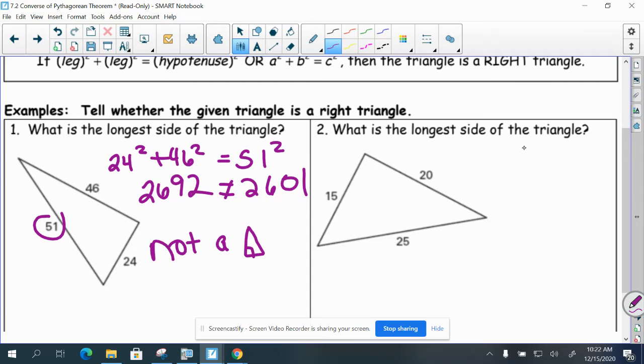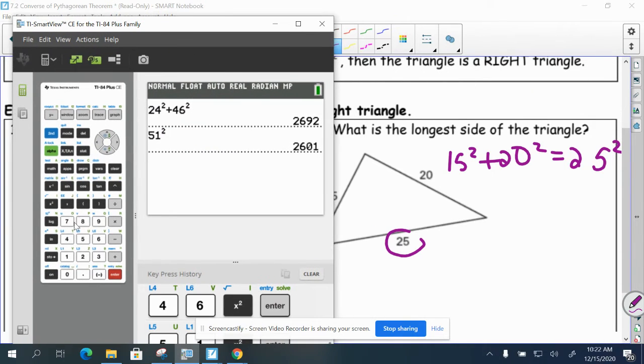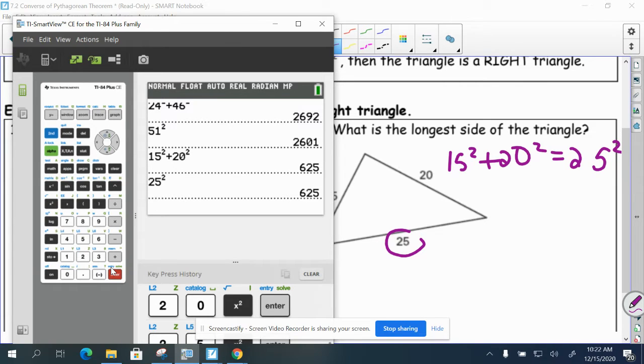This just says what is the longest side and then tell whether it's right or not. So the longest side here would be 25. So that should be the hypotenuse. So let's check 15 squared plus 20 squared equals 25 squared. Now, some of you might be noticing something special about these numbers. So 15 squared plus 20 squared is 625, and 25 squared is 625 also.